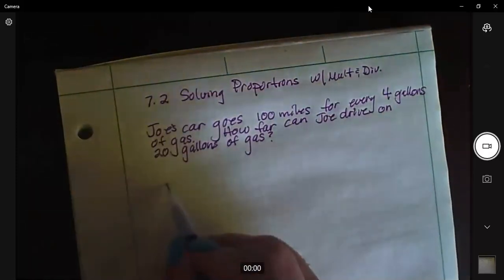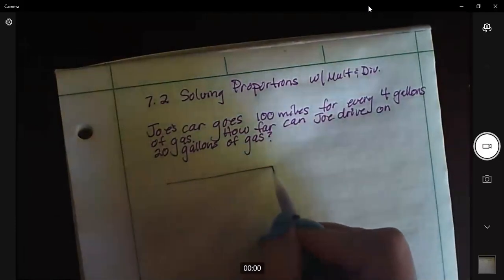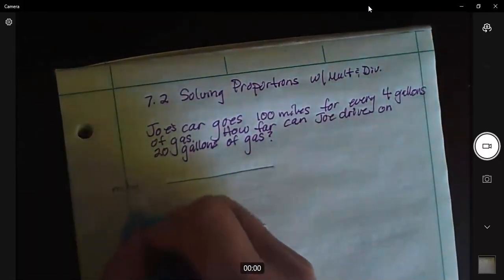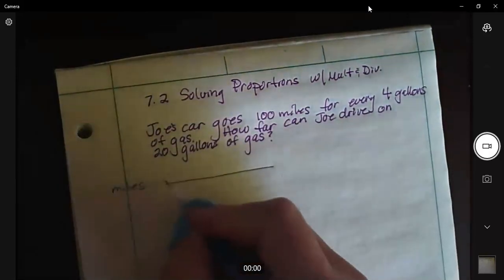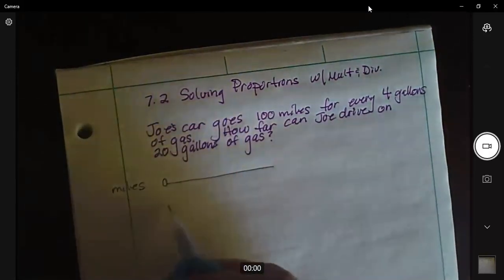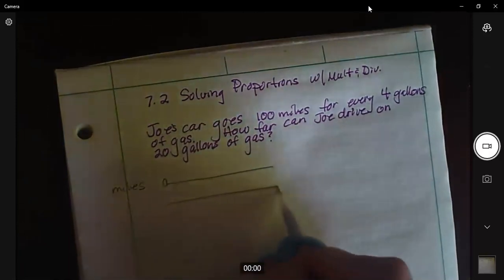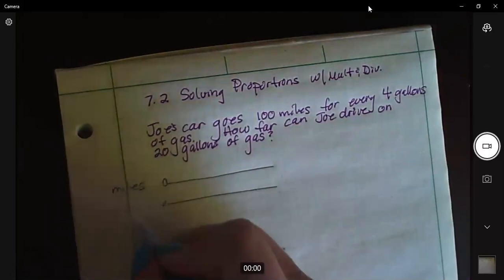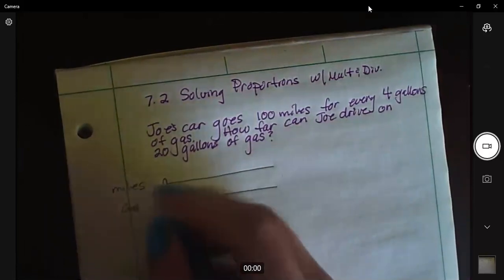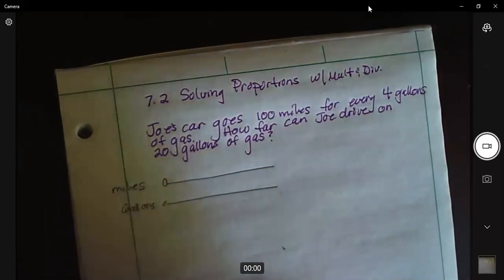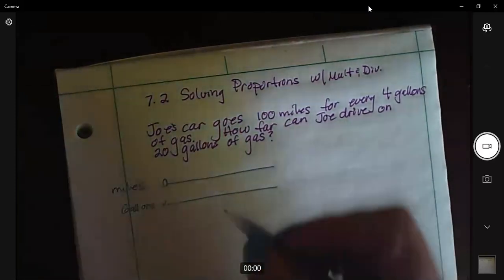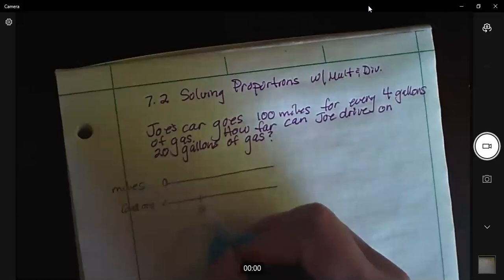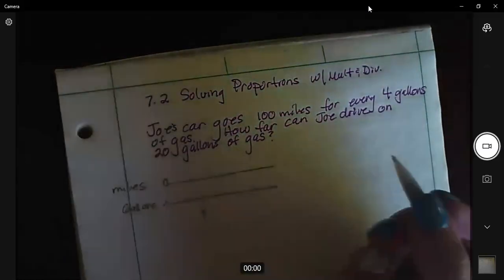So we have a number line here. And we'll put this one as miles. Okay, we start at 0 here. And then we have our second number line here. We'll start at 0, and this will be our gallons. So what we do know is that for 4 gallons, Joe can drive 100 miles.